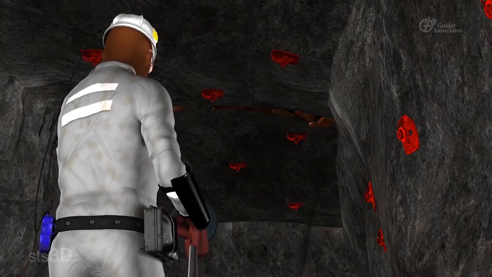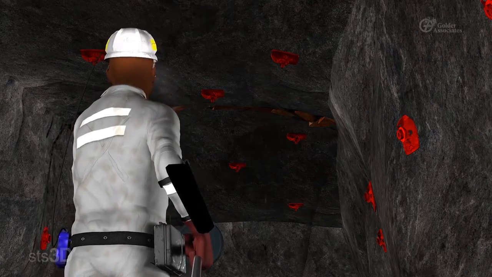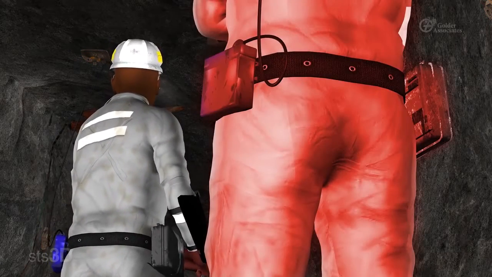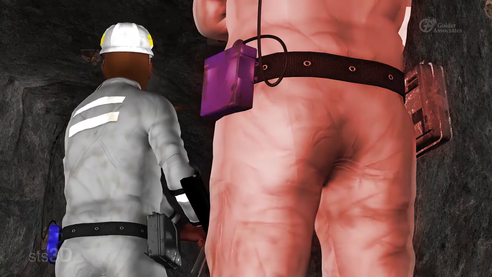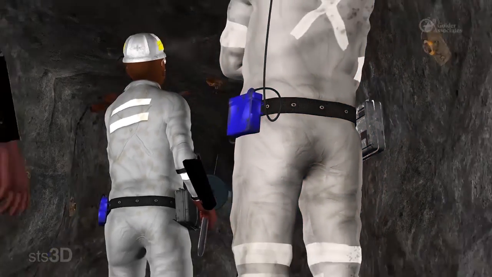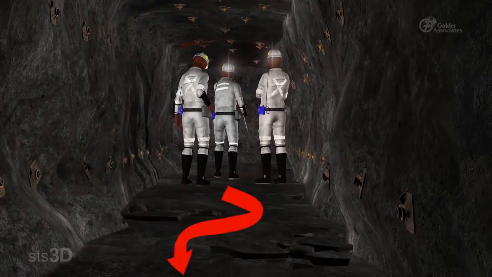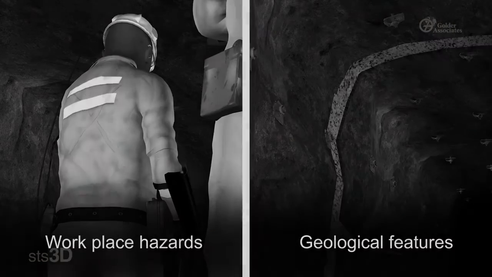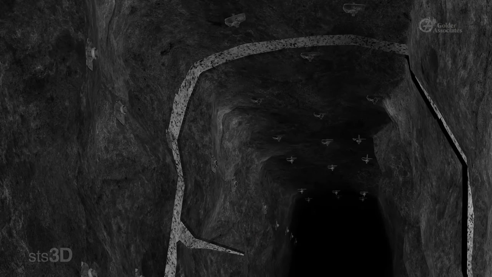There are two types of hazards when working underground: workplace hazards and geological features. Some workplace hazards are unsafe support conditions, people standing too close to the area where you are barring, inadequate or obstructed escape routes, and geological features. There are many geological features that are specific to your mine, but we will show you how to identify the most common ones.